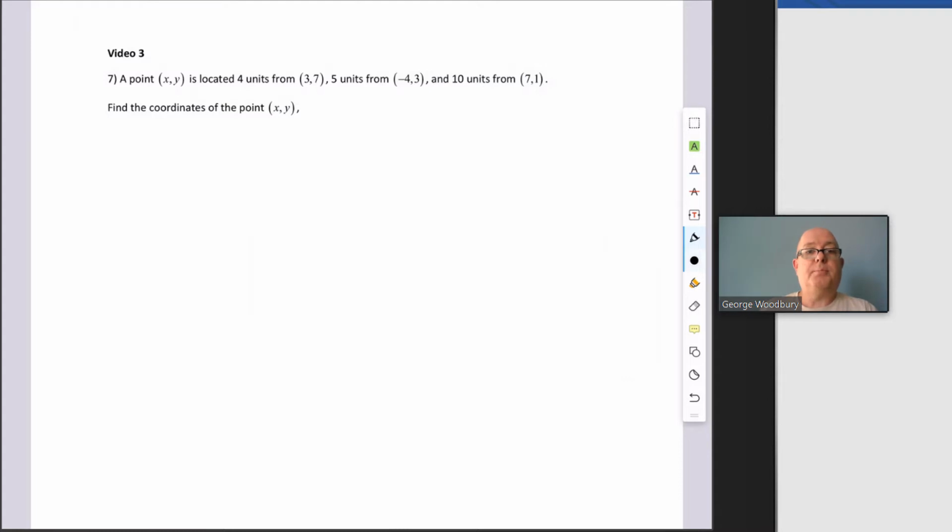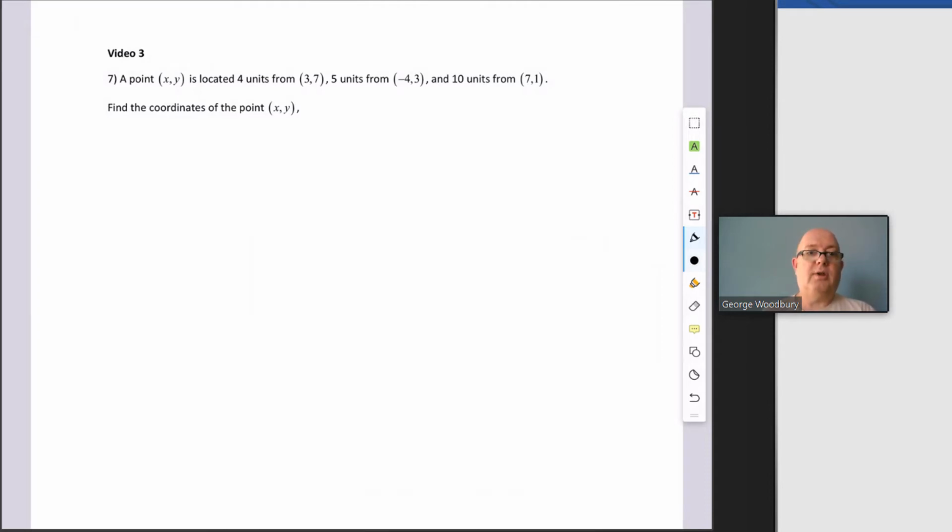I'm told that a point x, y is located 4 units from (3, 7), 5 units from (-4, 3), and 10 units from (7, 1). Now there's more than one way to solve this, but I'm going to graph all three of these scenarios and try to find one point that works with all of them. And the graph that I'm going to make is a circle.